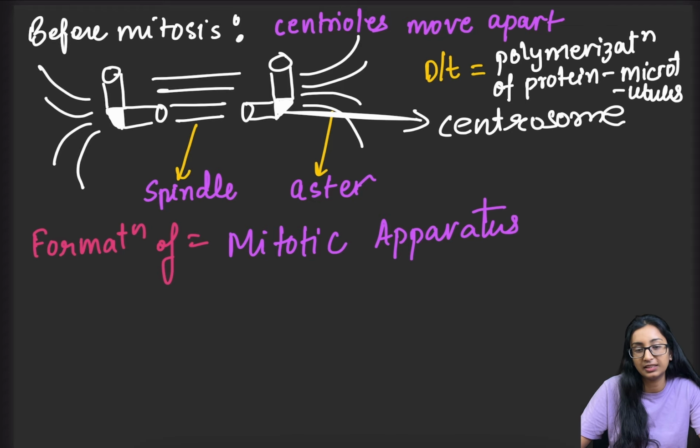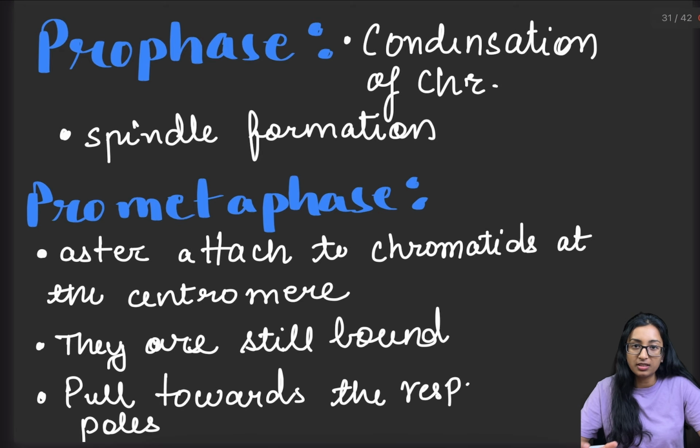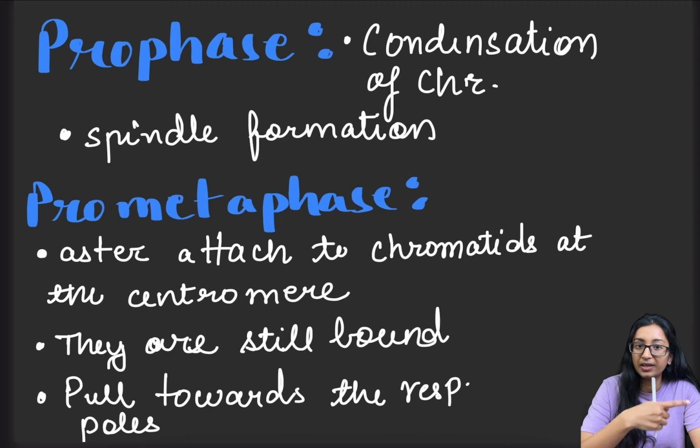Mitosis has 5 phases: prophase, prometaphase, metaphase, anaphase, telophase. So first is the prophase. In prophase, there is condensation of chromosomes. Now the chromosomes have been replicated, the DNA has been replicated, everything has been replicated. So far they are still in the nucleus, still being condensed in that X-shaped form. After that, there is also spindle formation going on due to the centrioles.